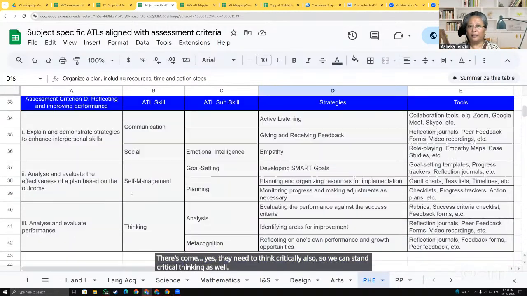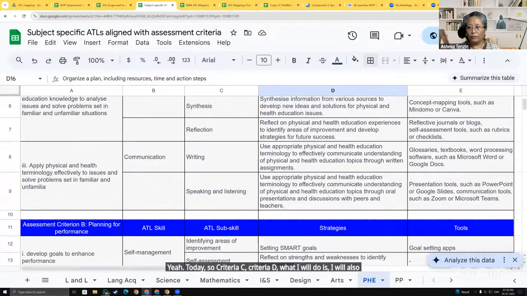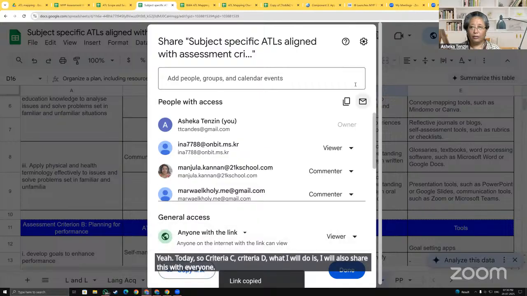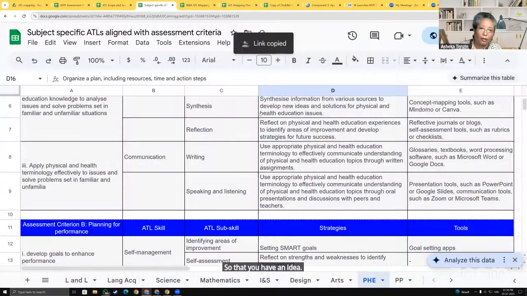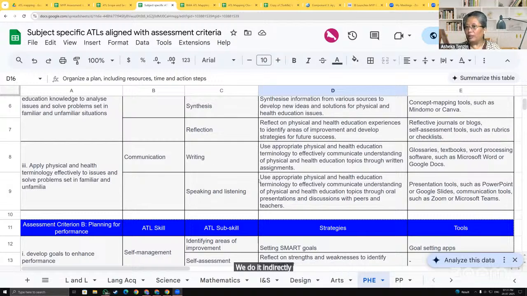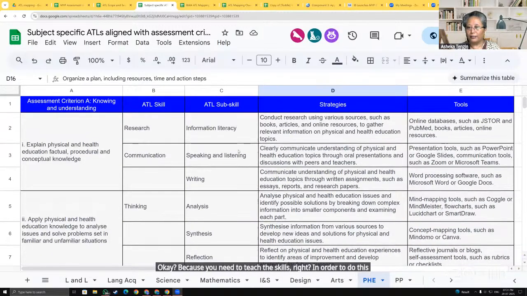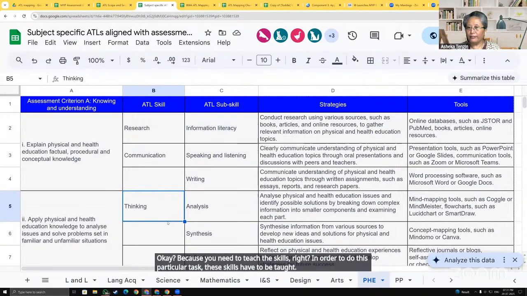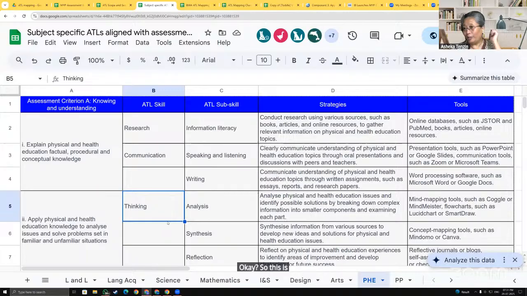Correct. So criteria C, criteria D. What I will do is I will also share this with everyone so that you have an idea of what you can do with your criteria. So if we say that we can assess skills, we do it indirectly through the assessment criteria. Okay, because you need to teach the skills, right? In order to do this particular task, these skills have to be taught. Okay, so this is the second document maybe you will use or you will create for your subject specific skills.